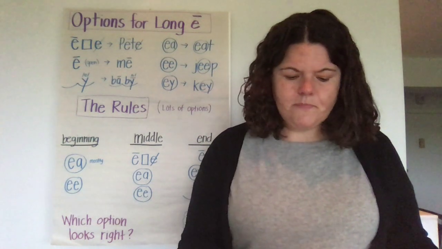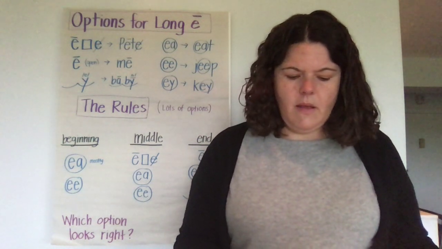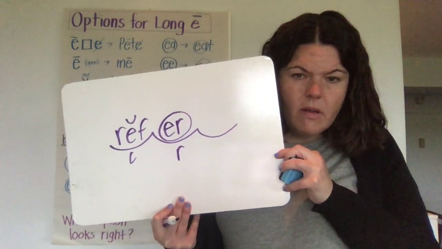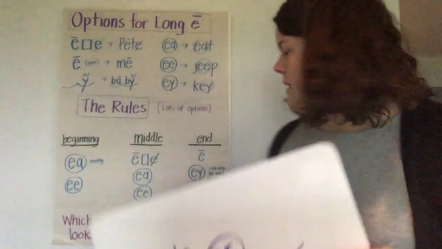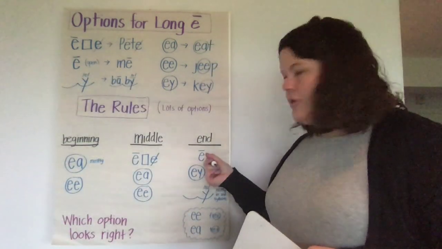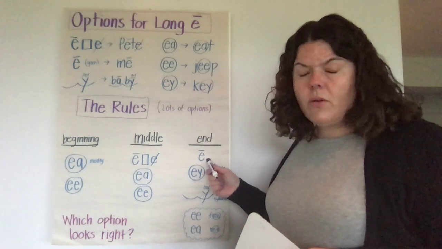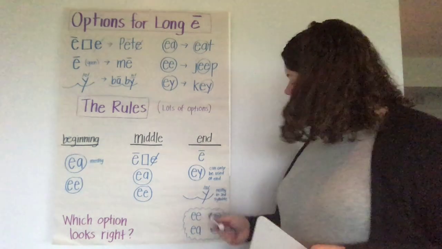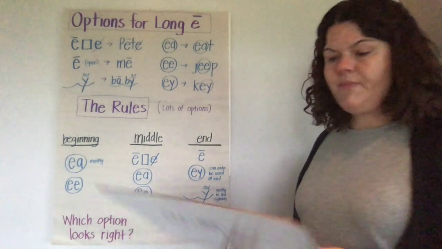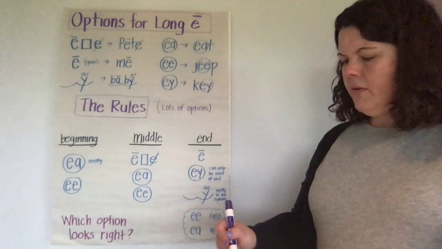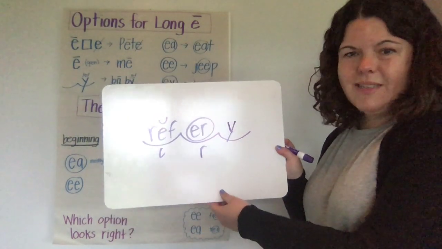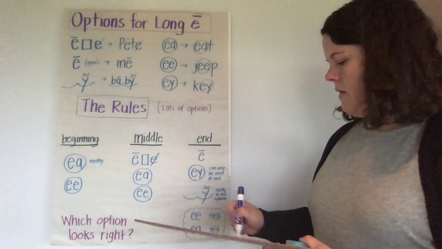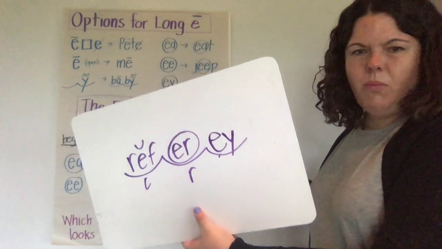It's not R. You're right. It's E-R, not R. E-R. Ref-er. Now we need something to say E. Just E. Now I don't usually put E at the end of a 2nd or 3rd syllable word. It could be E-Y. It could be Y. Or it could be E-E or E-A. So referee does not look right to me. I just don't picture that word with a Y.